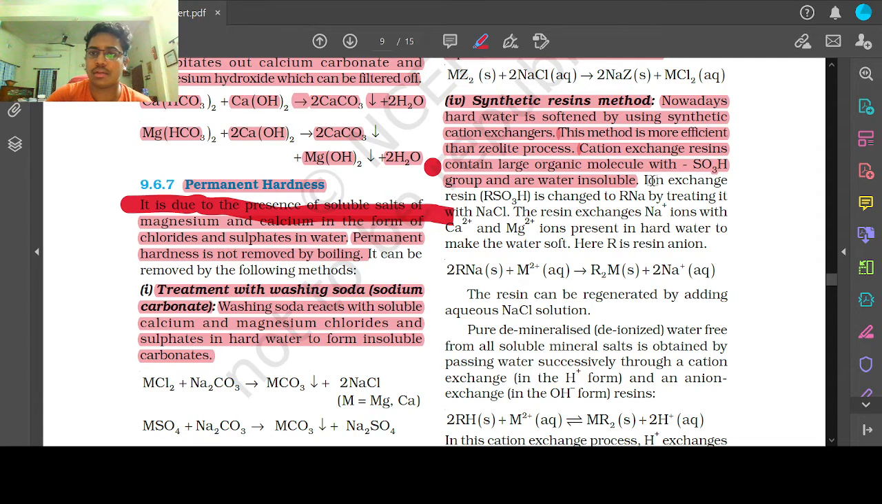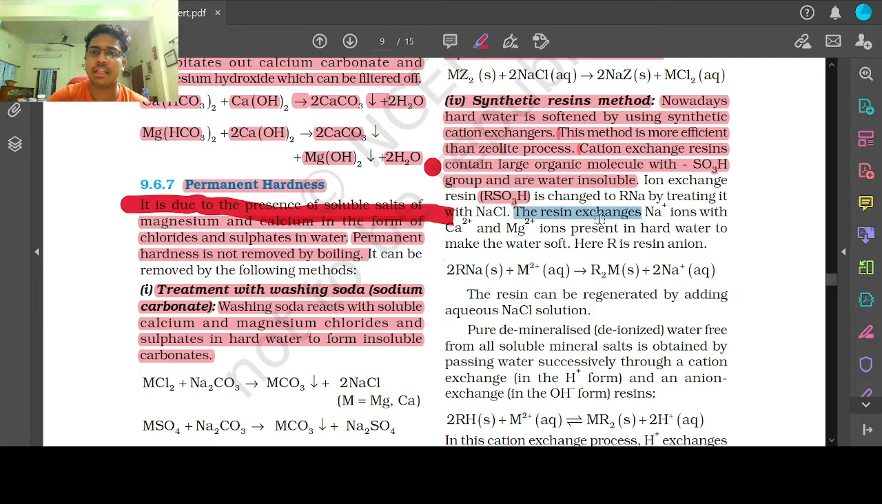I'm just going through the process. The ion exchange resin is RSO3H, where R is an alkyl group. RSO3H is changed to RNa by treating with NaCl. When this cation exchange resin reacts with sodium chloride, the sodium ion takes the place of the H of the SO3H group, and it forms RSO3Na and HCl. So we convert RSO3H to RSO3Na.